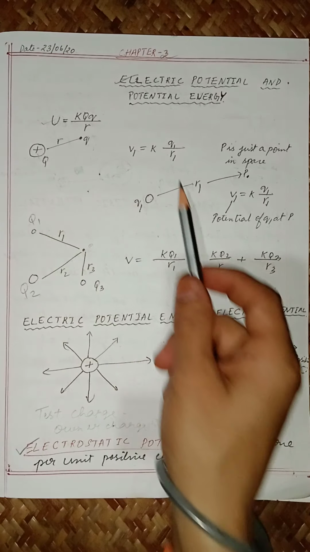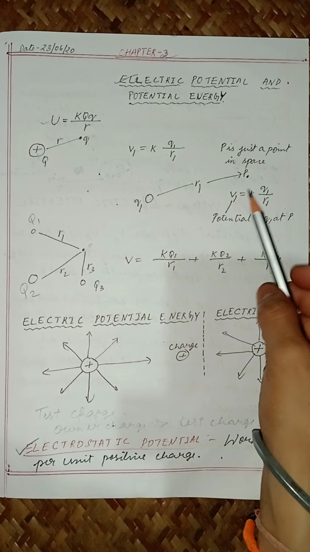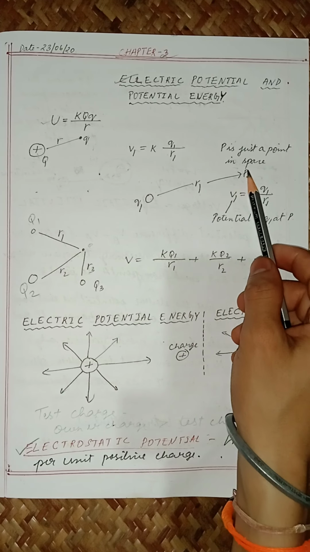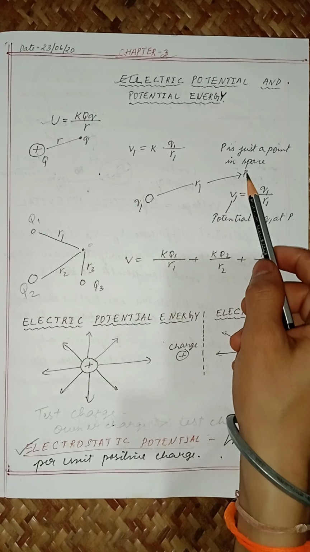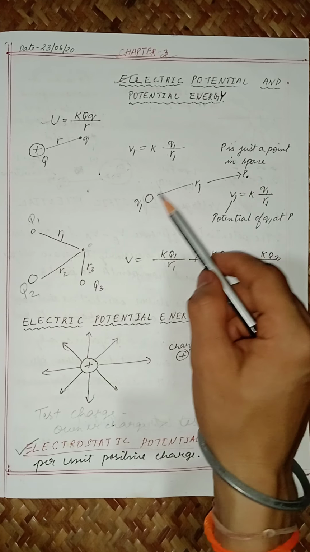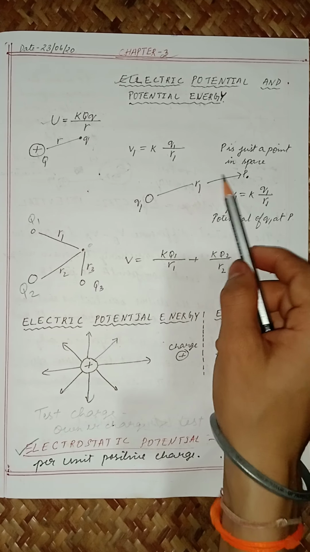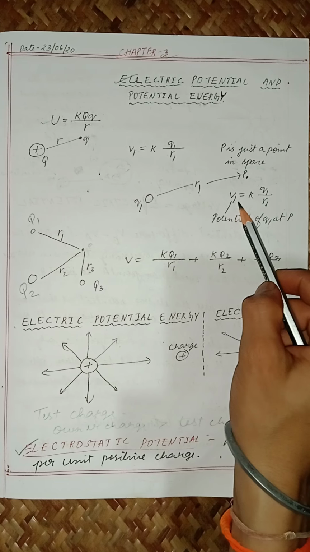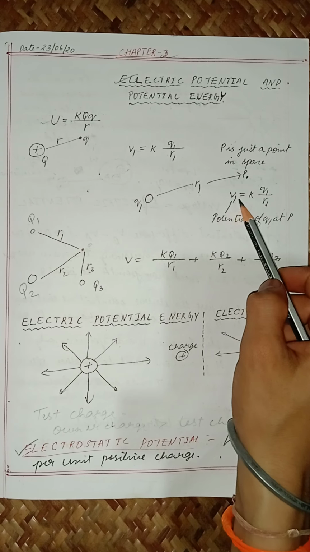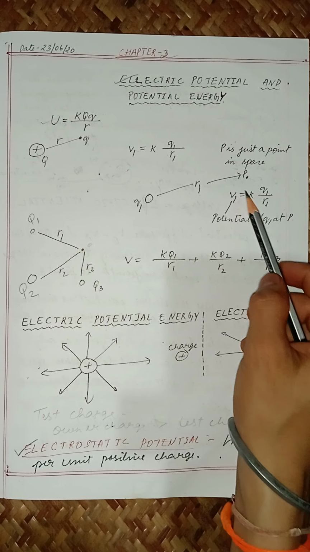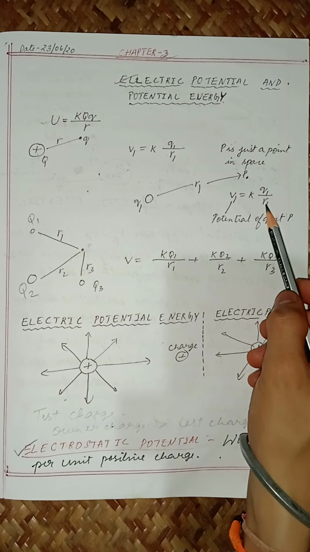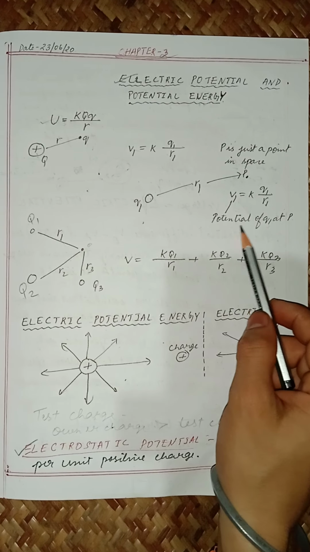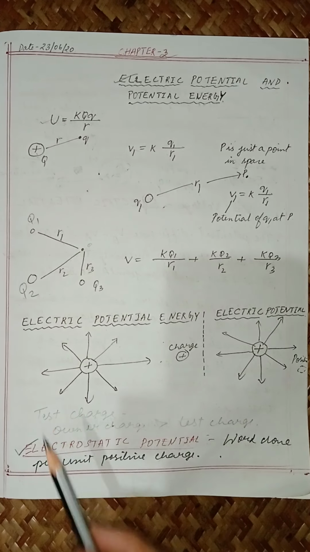Another example is also given here. Suppose this is the point O and this is the point P in space, suppose in air. The distance between them is r1 and this is the point charge q1. So we can write electric potential. We know that electric potential is denoted by V, so V1 is equal to k q1 by r1. This is the formula of electric potential of q1 at P.